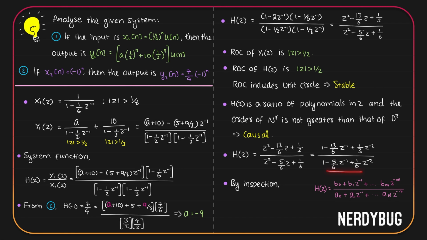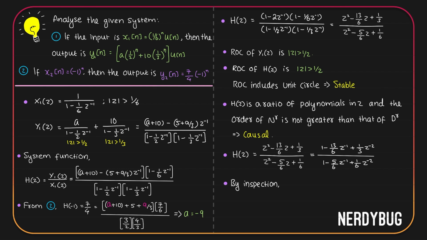Comparing with what we have over here, we can see b0 is 1, b1 is minus 13 by 6, b2 is 1 by 3, a0 is 1, a1 is minus 5 by 6, a2 is 1 by 6. The general expression for the difference equation is a0 y(n) plus a1 y(n minus 1) plus up to N terms, equal to b0 x(n) plus b1 x(n minus 1) plus up to M terms. Since we got all the coefficients, we can write the difference equation.